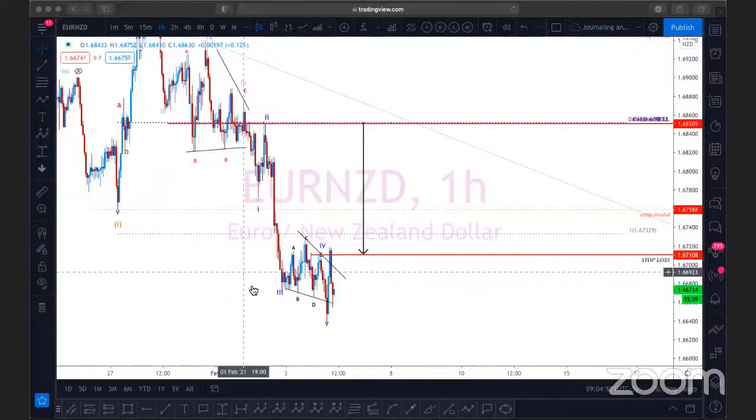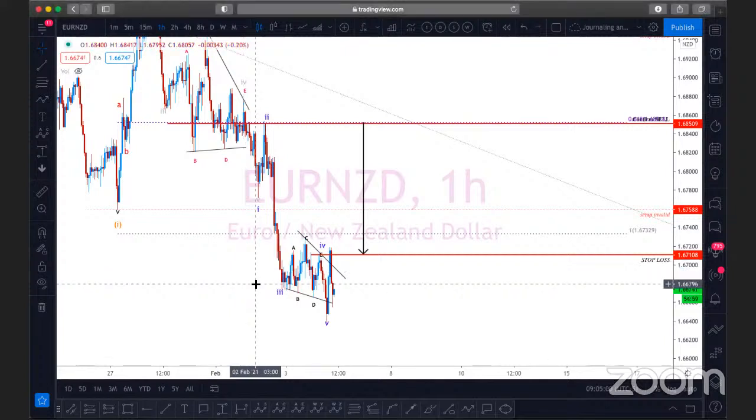So definitely, I'm seeing flat correction. I'm not sure what we're looking at at that stage, but let's see just how that would unfold. Right now, what we're looking at for Euro NZD is pretty much a similar situation.